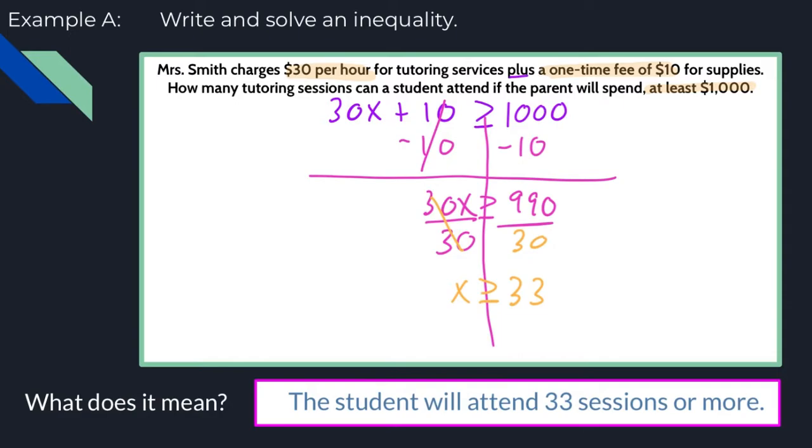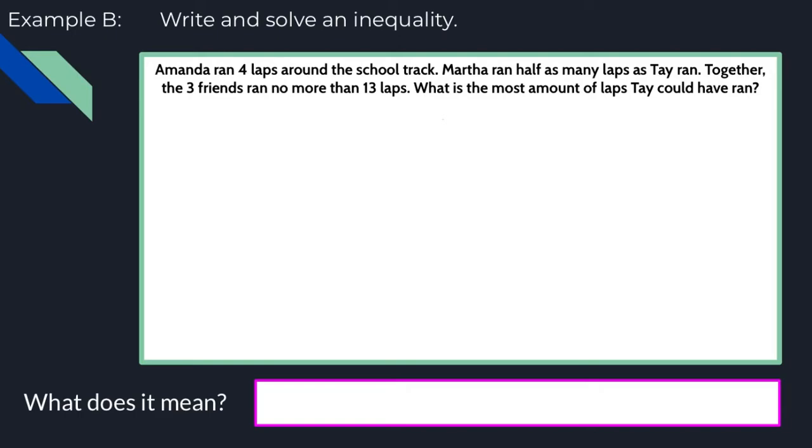Now let's take a look at example B. Here in example B, it says write and solve an inequality. Amanda ran 4 laps around the school track. Martha ran half as many laps as Tay ran. Together, the 3 friends ran no more than 13 laps. What is the most amount of laps that Tay could have run?